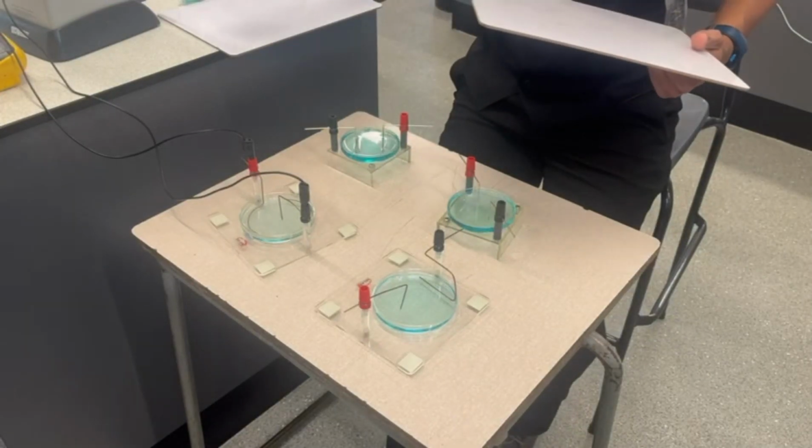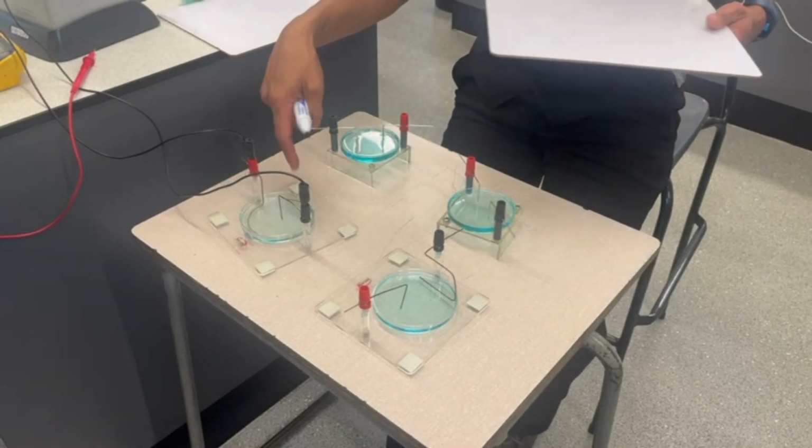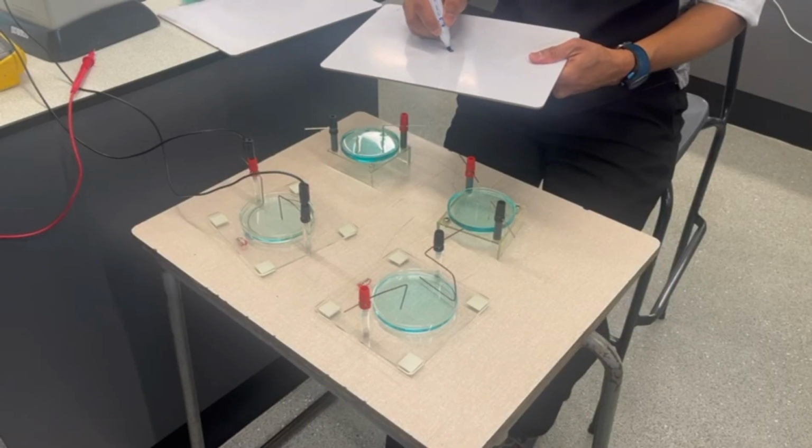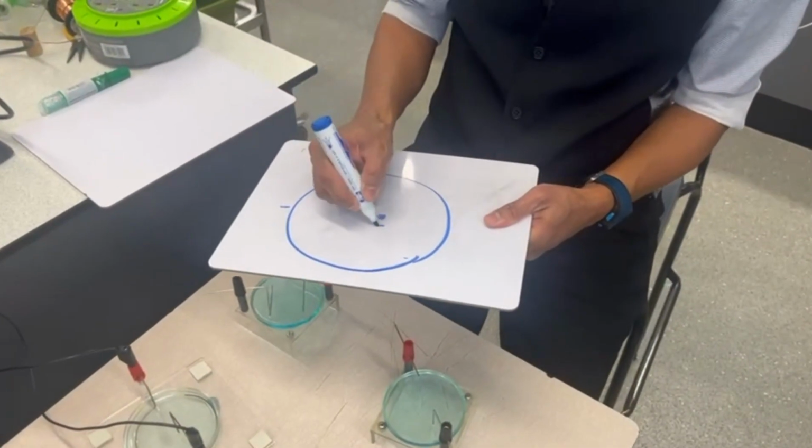Which one is your positive? Can you check the positive connection? Where's the red one? Red one. So this is positive. So we got a big dot which is positive, and then we've got a circle around it that's negative. So where's the field going?